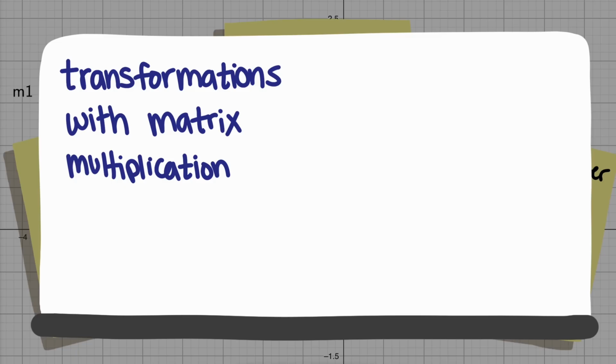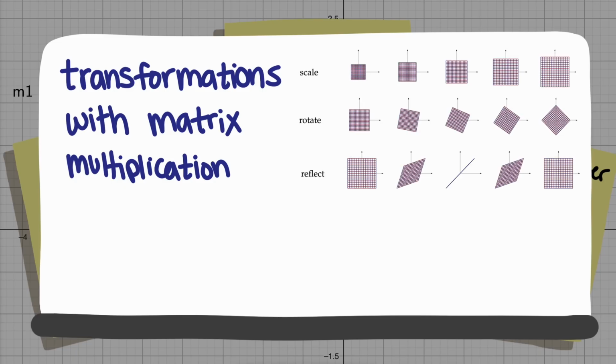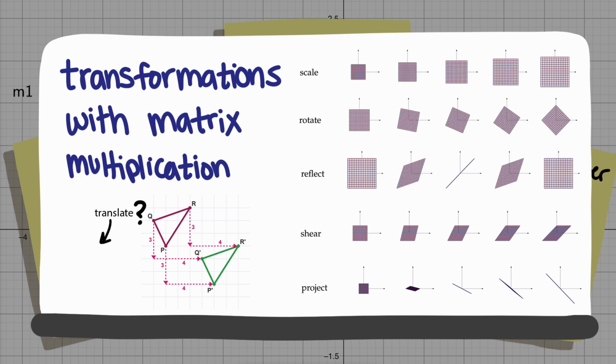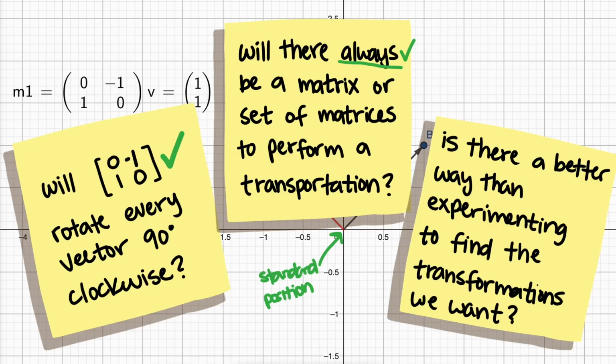With matrix multiplication alone, we can do a lot: scale, rotate, reflect, shear, and project. But we can't translate since a matrix times the zero vector is always the zero vector. Instead, we use matrix additions for translations. Now the big one. Isn't there a better way than experimenting to find the transformations we want? Yes, there are a couple of strategies.